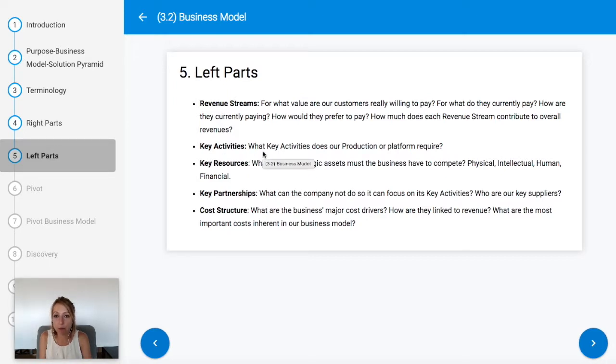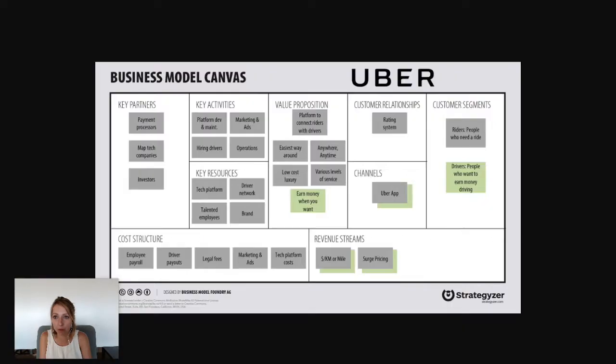Then we have key activities. What key activities does our product or platform require? Okay, in the Uber example, they need to do operations, they need hiring drivers, marketing and ads, and platform development and maintenance. Okay, in your case, you have to decide, you have to know what your key activities are going to be, so that all this right part could work perfectly and could generate revenue streams.